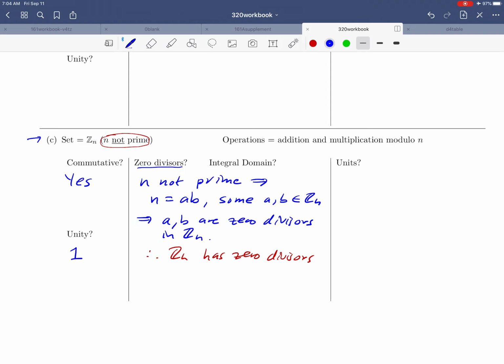Okay, and so now, what do you think about the integral domain? Is Zn an integral domain? Well, the answer to that has to be no, because of the fact that we have zero divisors. One of the properties that we need to call something an integral domain is it's not allowed to have any zero divisors. So that's another conclusion that we can draw.